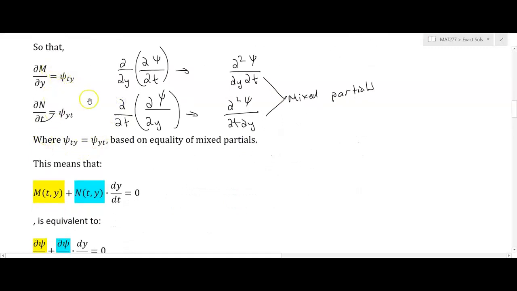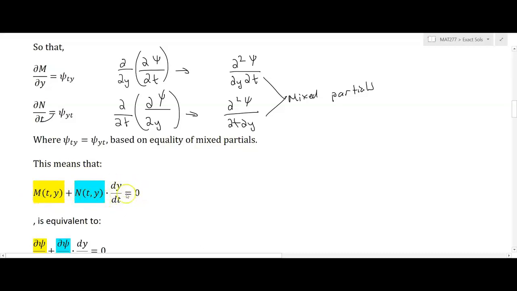Okay, so instead of writing this long Newtonian notation, we're going to use this compressed notation. So we know that psi sub ty is equal to psi sub yt, based on the equality of mixed partials. So this means that in my equation, M of ty plus N of ty times dy/dt equals 0.